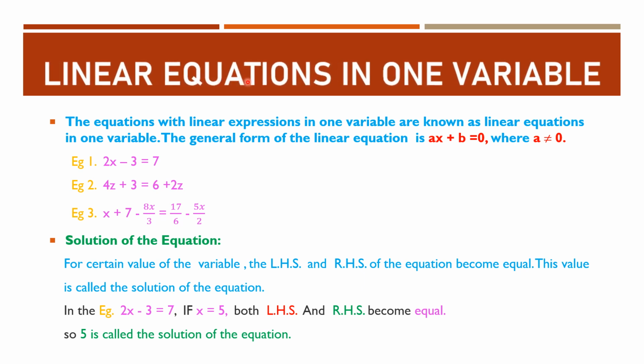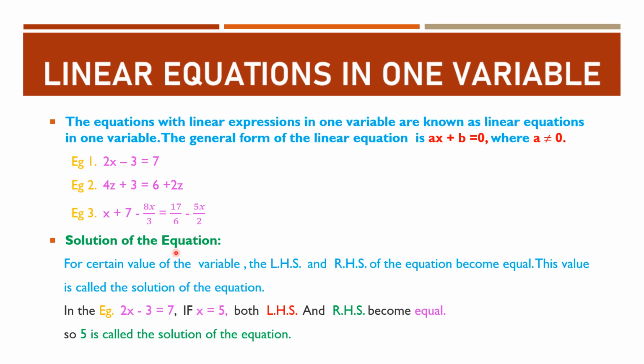Let us learn about linear equations in one variable. The equations with linear expressions in one variable are known as linear equations in one variable. The general form of the linear equation is ax plus b is equal to 0, where a is not equal to 0. Here, 3 examples are given. In example 1, x is the variable and its power is 1. In example 2, the variable is z and its power is 1. In example 3, x is the variable and its power is 1. Here these 3 examples are not written in the general form.